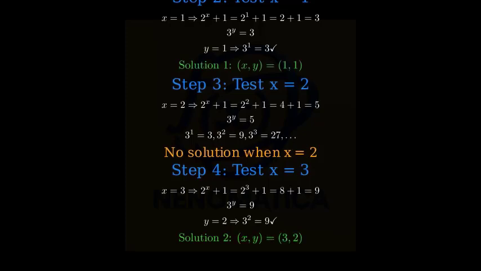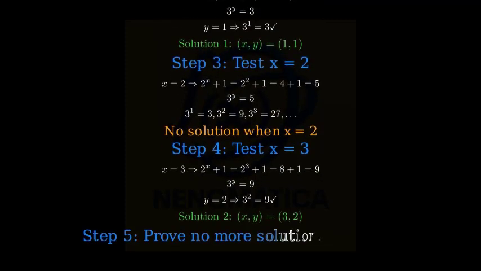So we have 3 to the power of y equals 9. Quick challenge. What value of y makes 3 to the power of y equal to 9? Pause to think. Correct. When y equals 2, we have 3 to the power of 2, which equals 9. So we found our second solution, x equals 3 and y equals 2. Let's record this. The pair (x, y) equals (3, 2) is a solution.